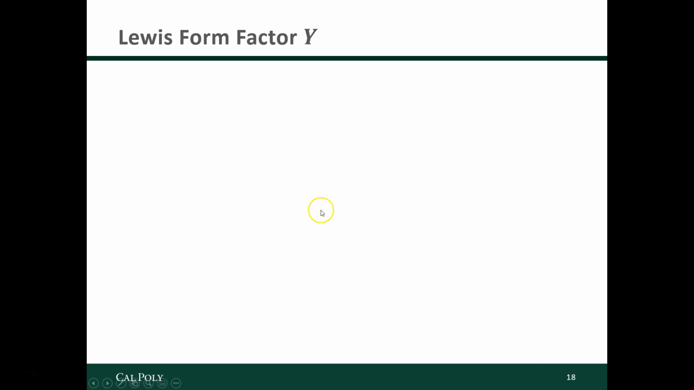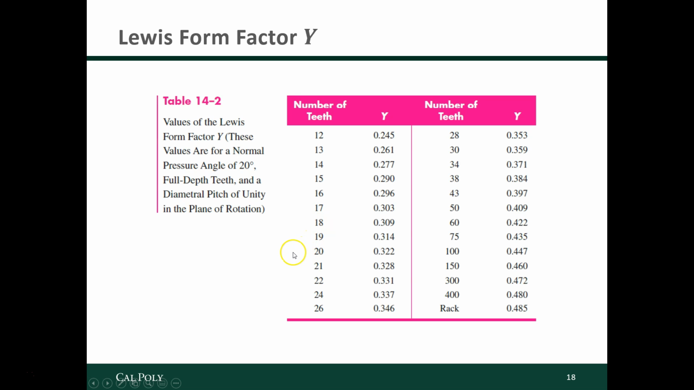So first let's talk about this Lewis form factor. The values are given in the book. We're only going to work with the values that are given in the book. There are tables. If you were using the full AGMA equations, then they would have tables of information for different gears. We've got one in the book that is for 20-degree pressure angle gear teeth. So these are pretty common.